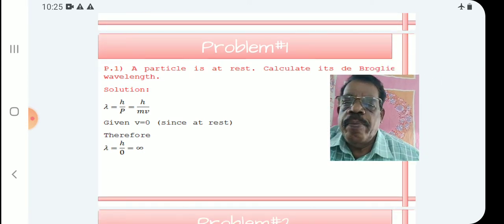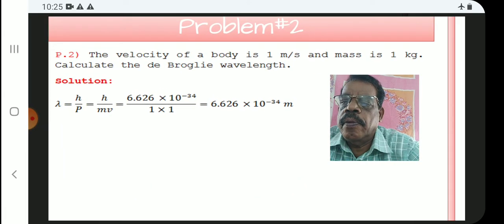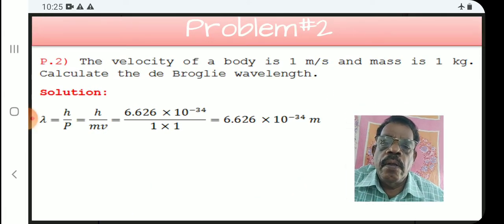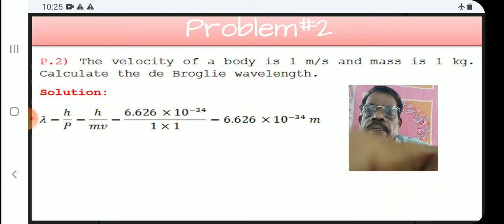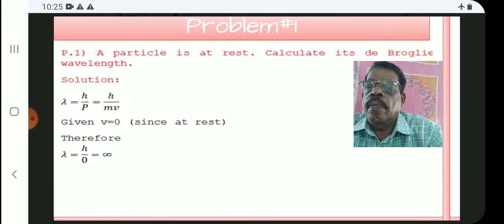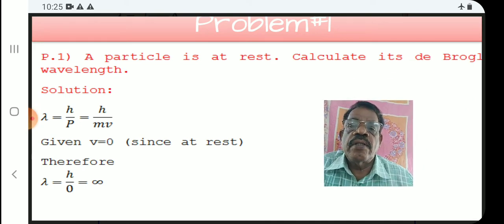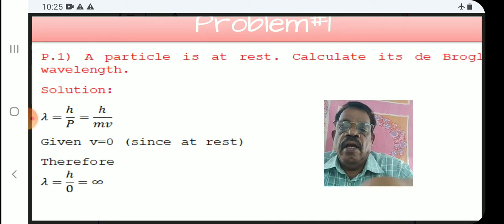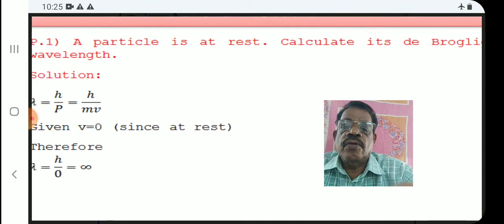And here we begin problems. First problem: a particle is at rest, calculate its de Broglie wavelength. That is the first question.